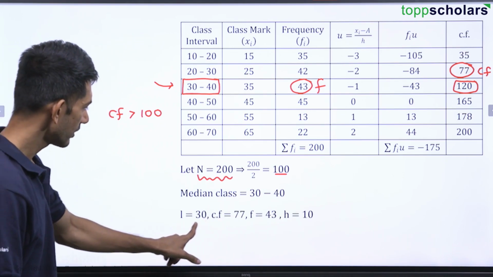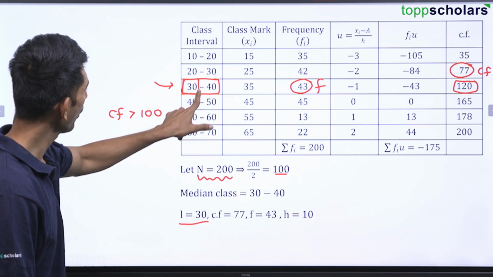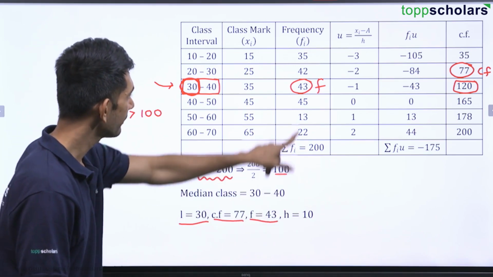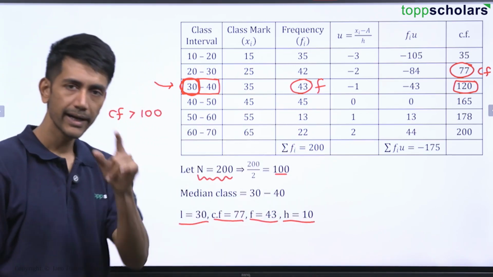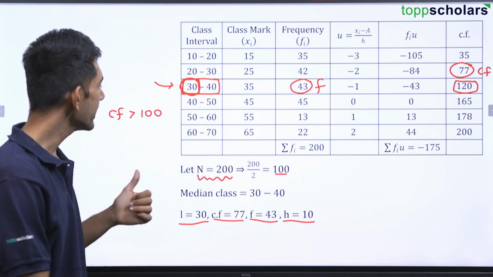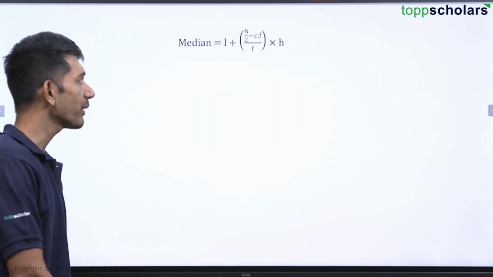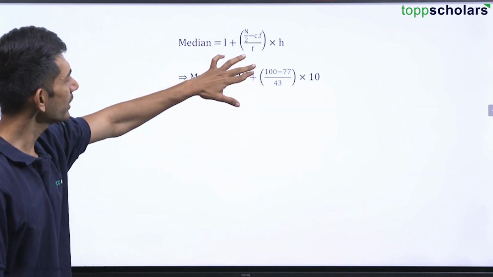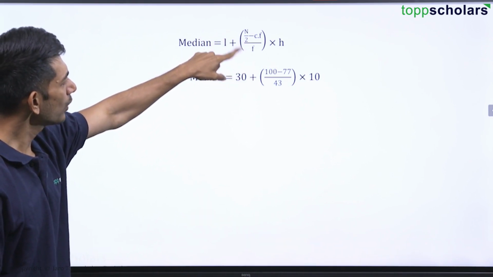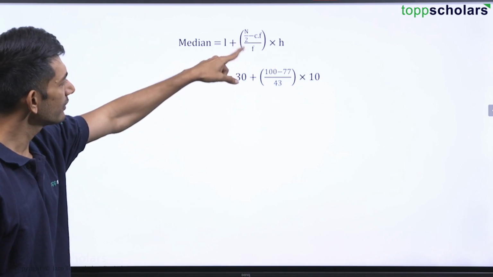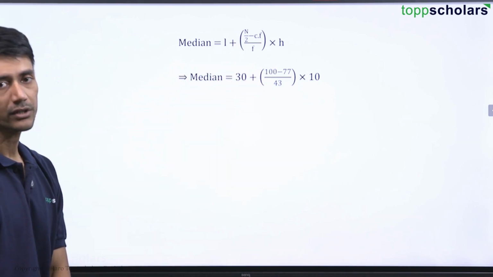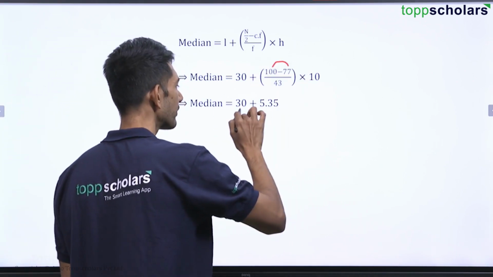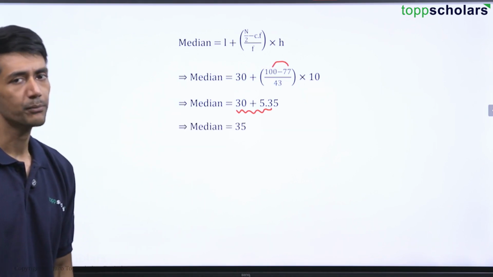See here, l is 30, lower limit 30, CF 77, f 43, h 10. Get the values, put it in the formula. We know that median is given by l plus n by 2 minus CF by f, into h. That is 30 plus n by 2. n by 2 is 200 by 2, that is 100, minus CF, which is 77, by f, which is 43, into 10. So that gives you 30 plus 5.35. You add this and you get 35.35 as the final answer.